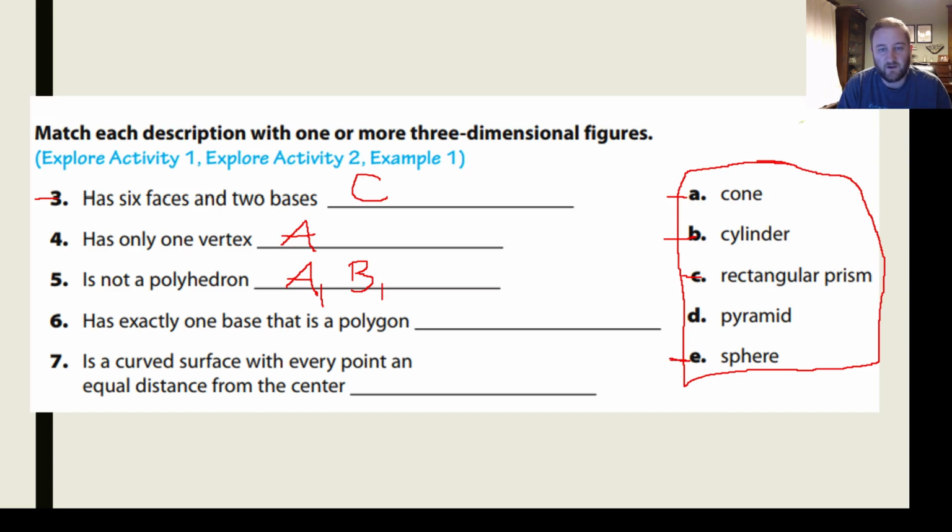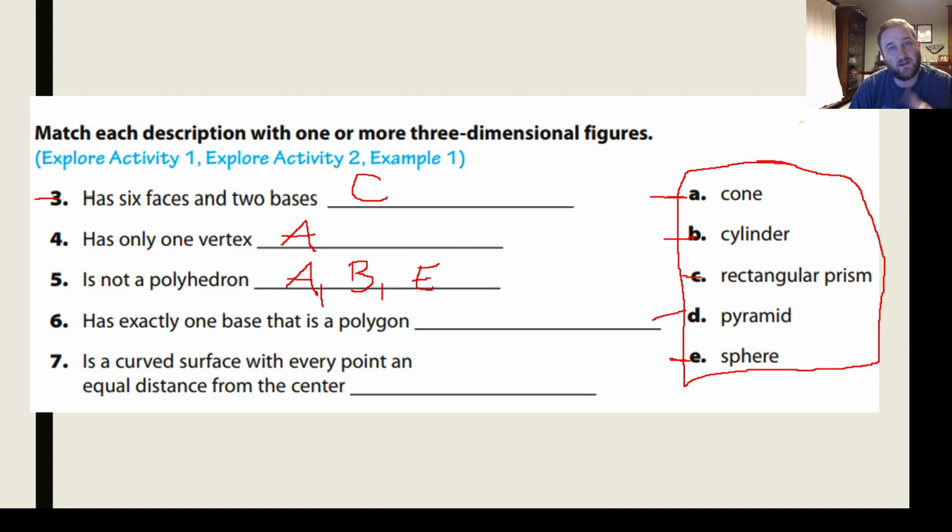And then a sphere would not be a polyhedron either. Okay, so there's 3 of them that work for that. 6 has exactly one base that is a polygon. Okay, so only one base. There's 2 figures here that have one base. A cone has one base, and a pyramid has one base.